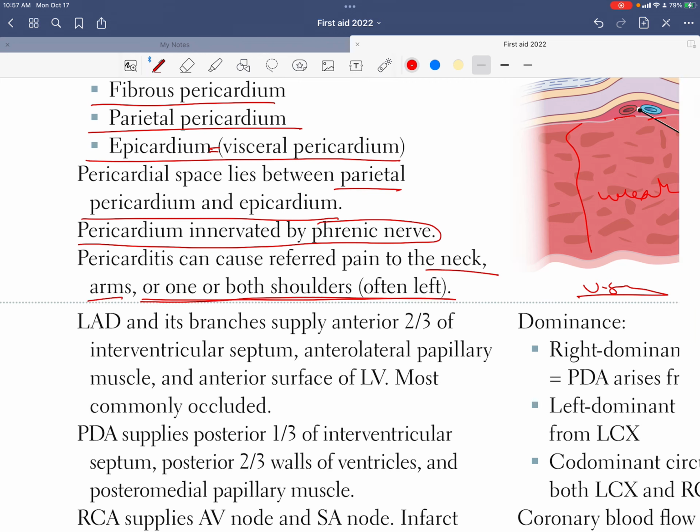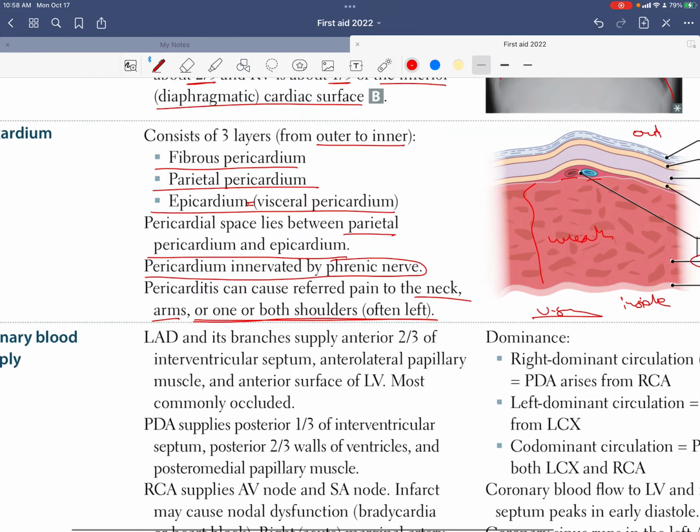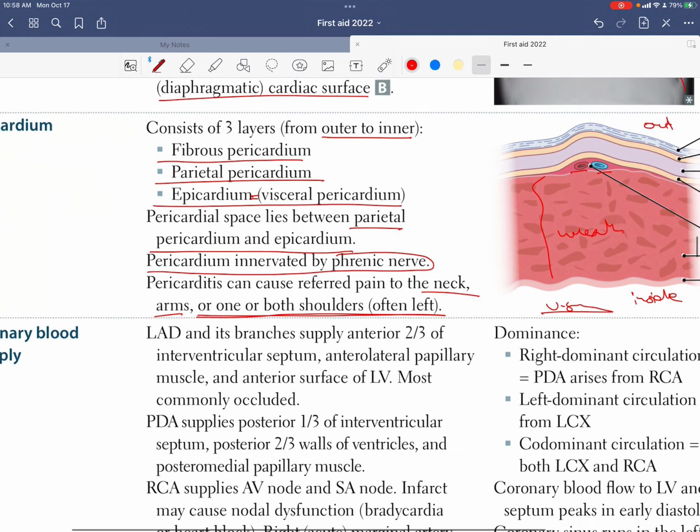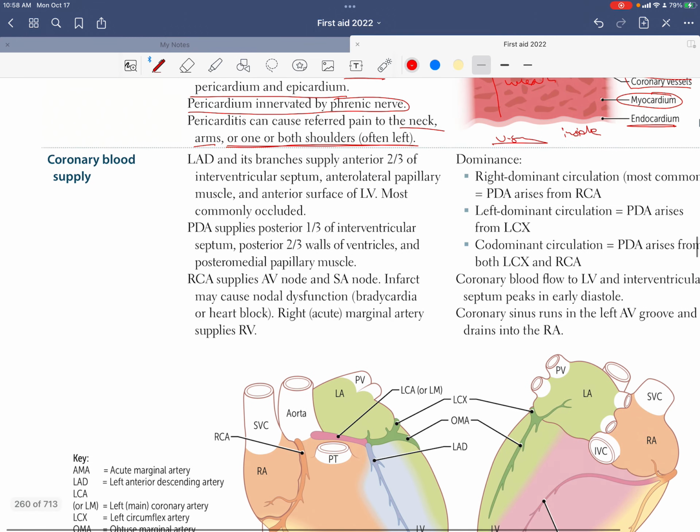Pericarditis can cause referred pain to the neck, arms, and one or both shoulders, often left, because the dermatomes, as far as I remember, are connected with each other. The pericardium is innervated by the phrenic nerve, and the phrenic nerve has some other dermatomes in other places in the body. So I think that's how it can transmit the pain, or refer pain to the arms or both shoulders.